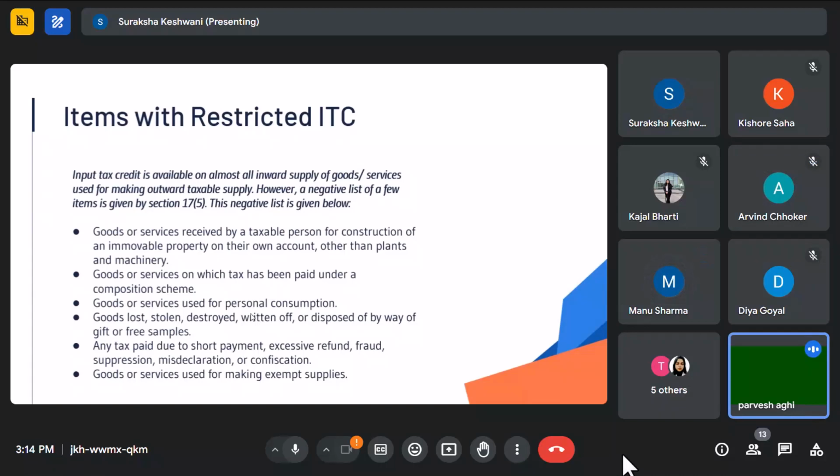Okay. So you said goods or services on which tax has been paid under the composition scheme. Okay. Yes, sir. Okay, move ahead. Next slide.